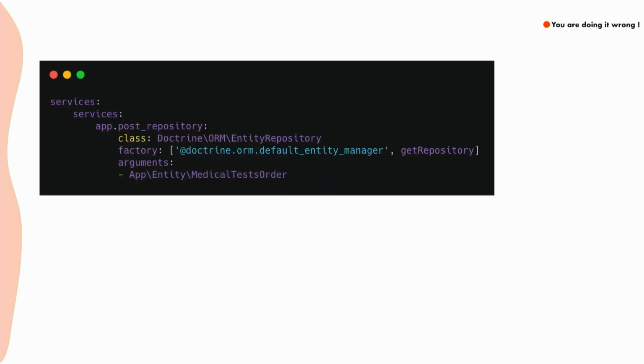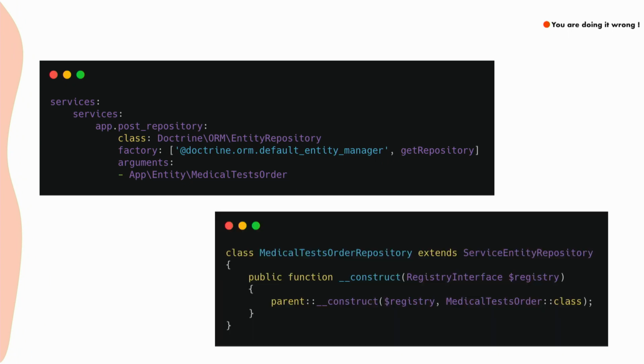So before Symfony 4, we had to use the factory method in the configuration of services to define those repository services. Now in Symfony 4, we do it this way. We just extend the service entity repository, and it turns those classes into services that can be auto-wired and injected automatically into our controllers or services that need those repositories.